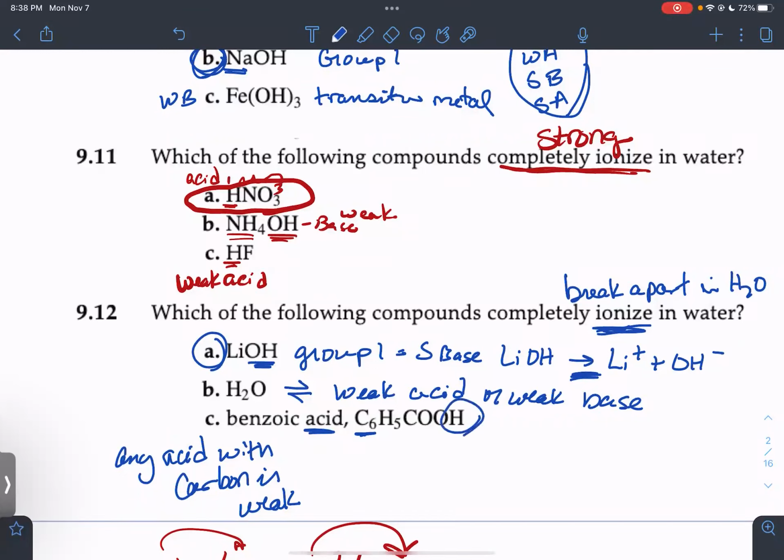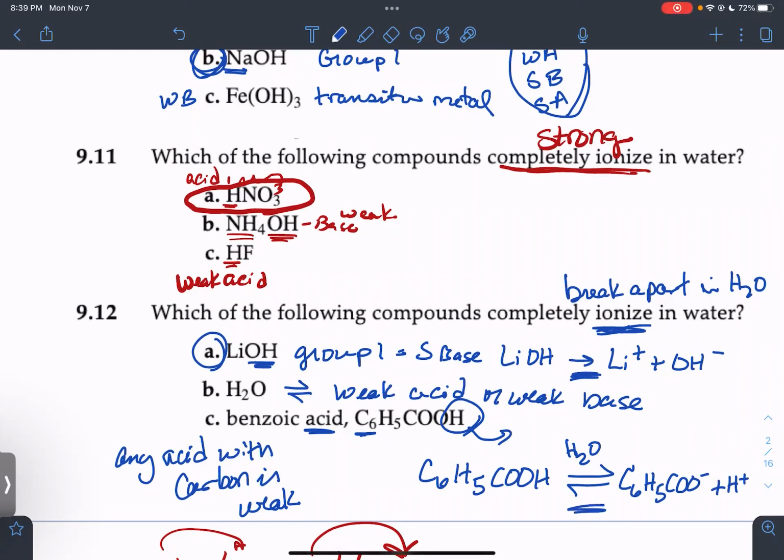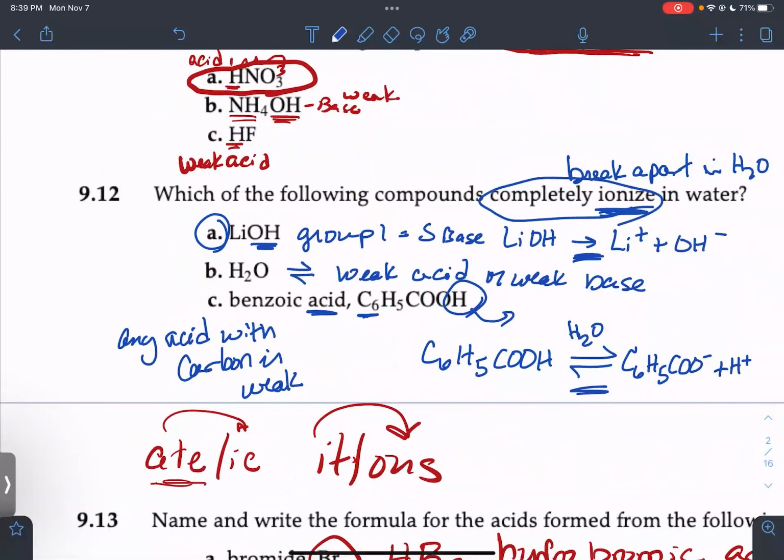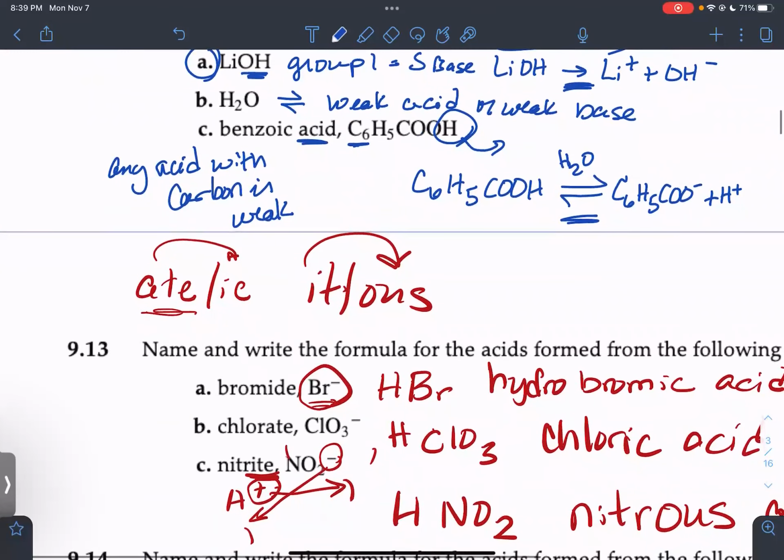So this would be the hydrogen that would come off if I wrote this equation out, C6H5COOH, right? And I put it into water. What would happen? I would get C6H5COO minus plus H plus. But I have this double-sided arrow, so this is going to be another weak. So is it going to completely ionize? No. So the only one that was a complete ionization was A, because it is a strong base.